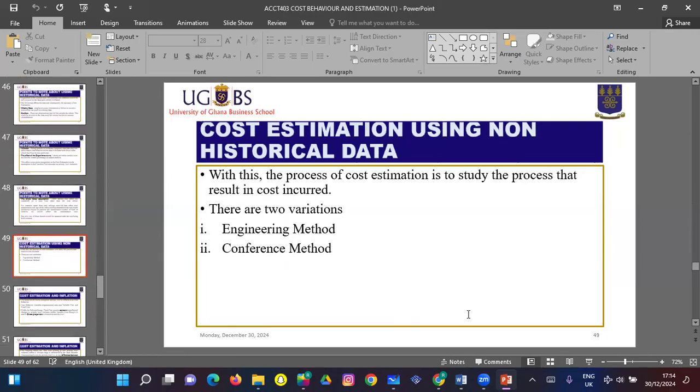So there is cost estimation using the non-historical cost method. With this, the process of cost estimation is to study the process that results in cost incurred. There are two variations, the engineering method and the conference method.